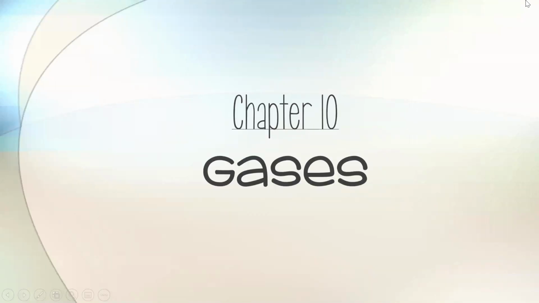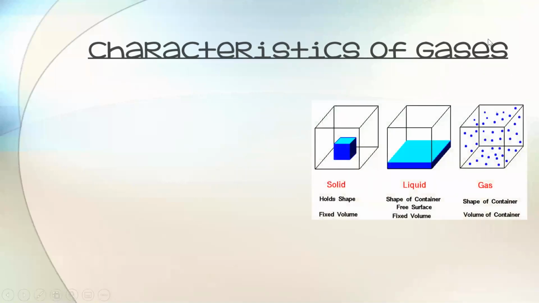This is Chemistry 2, Chapter 10, Gases. There are multiple parts to this chapter. The first thing we need to talk about is characteristics of gases. So you can see in this picture representation a solid versus a liquid versus a gas. We're only talking about gases in this chapter.